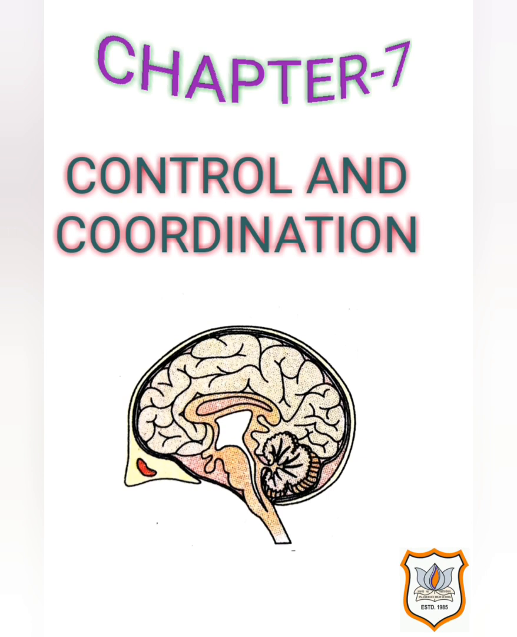Today we are going to start our new chapter in biology, chapter number 7, control and coordination. So students, if we see something moving, we say it is alive. Some of these movements are in fact the result of growth, as in plants.